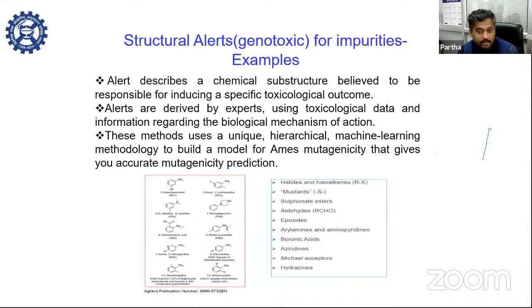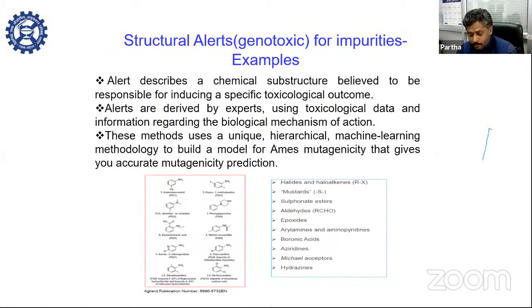Oh, you have this compound. If this compound has this particular moiety, that's going to create a problem for you for genotoxicity or mutagenicity. So we immediately identify and omit these molecules, and we use other molecules for your drug development or any other product development.